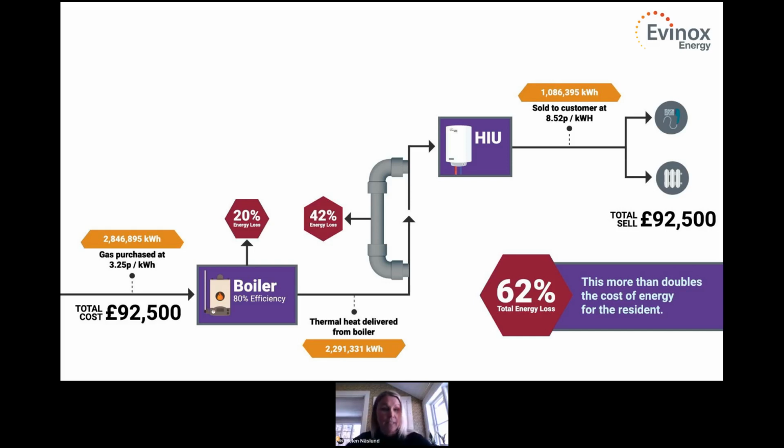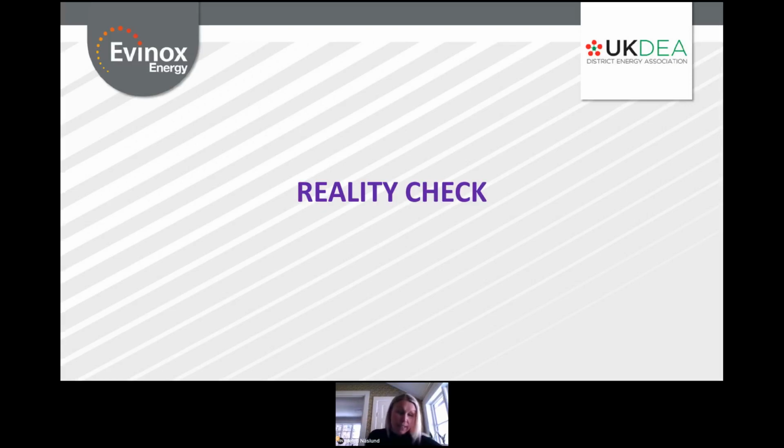Obviously, the client still had to recover the £92,500 that they had paid for the gas, but that meant that the unit rate had to increase to 8.5p. So when a network is not running efficiently, it's always the resident that ends up paying for it, and that is quite sad, especially here when you double the cost of the energy for the resident when the network was not running efficiently.